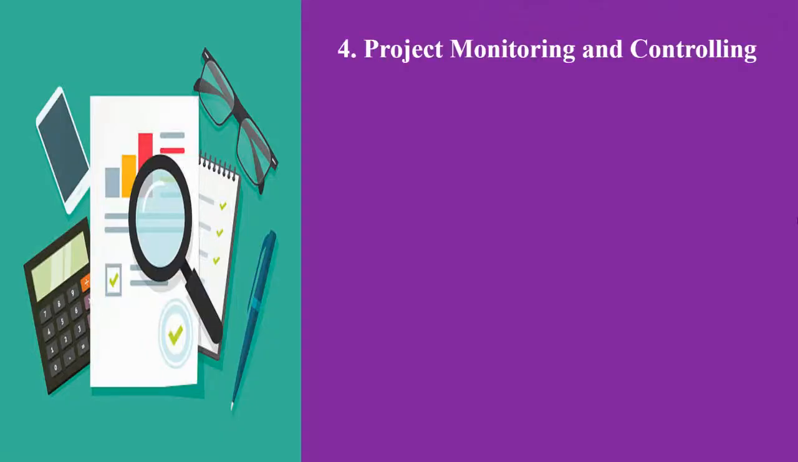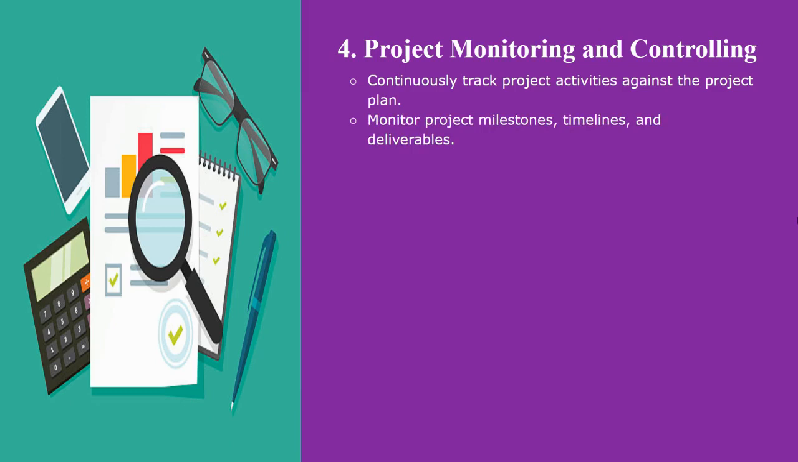Then the fourth phase is the project monitoring and controlling phase. The project monitoring and controlling phase helps us to track project activities against the project plan. Here we need to continuously track that to ensure that we are implementing the project activities according to the plan. We need to monitor project milestones to be sure we are achieving what we have planned for. And we need to also look at the timelines as we have agreed on what timeline we need to carry on with the project. Every task needs to be implemented on a specific timeline. So we need to make sure we monitor that.